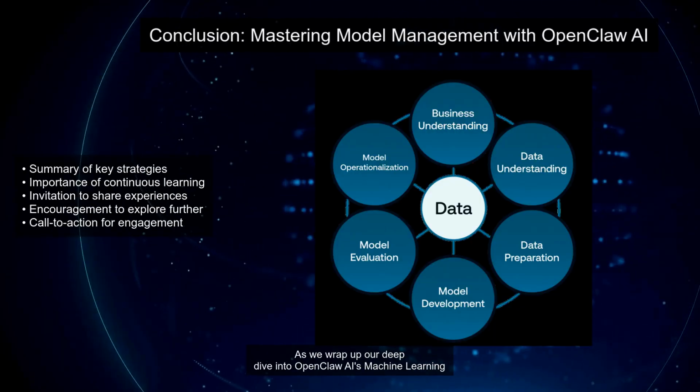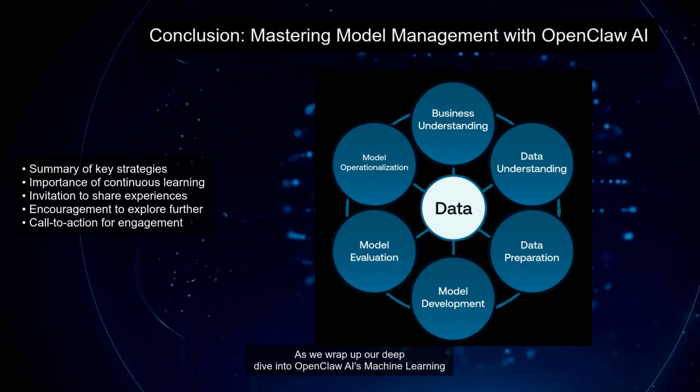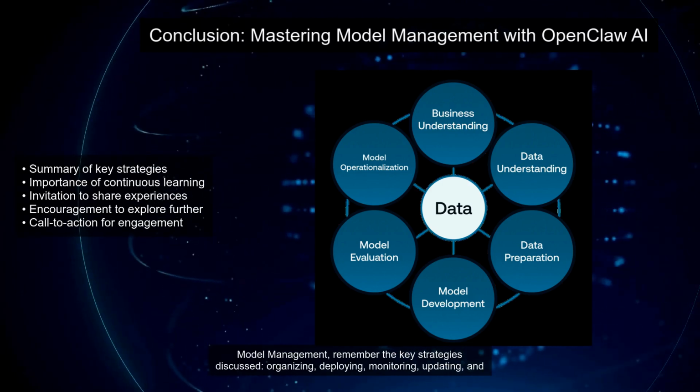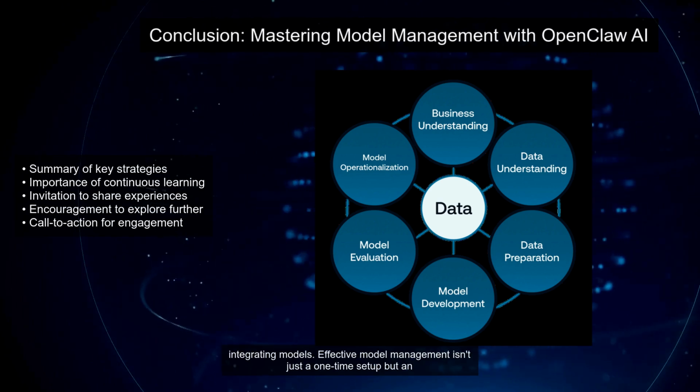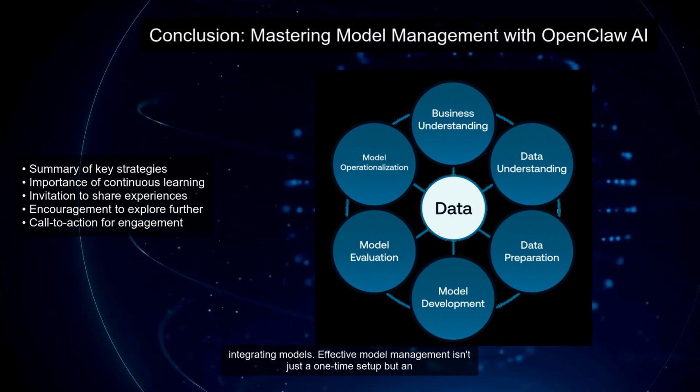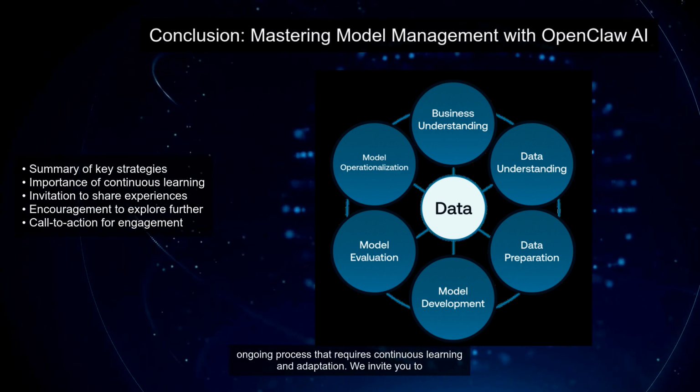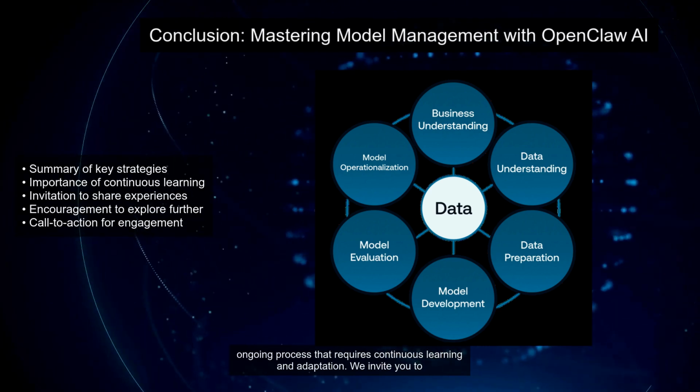As we wrap up our deep dive into OpenClaw AI's machine learning model management, remember the key strategies discussed: organizing, deploying, monitoring, updating, and integrating models. Effective model management isn't just a one-time setup but an ongoing process that requires continuous learning and adaptation.